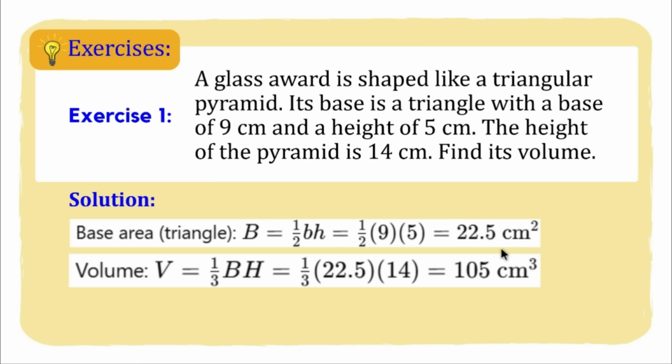After this, we can now proceed with the volume. So 1/3 base times height. So ang base natin, which is the area, is 22.5 times yung height mismo nung pyramid, which is 14 centimeters. It will give you 105 cubic centimeters. Don't forget the unit. It should be cubic centimeters. Alright?